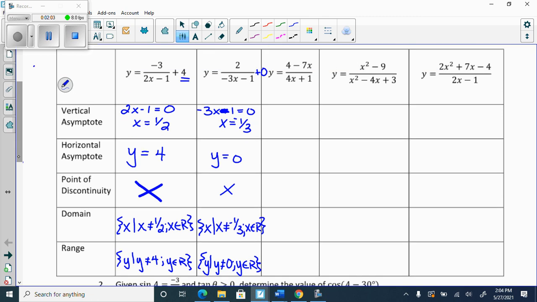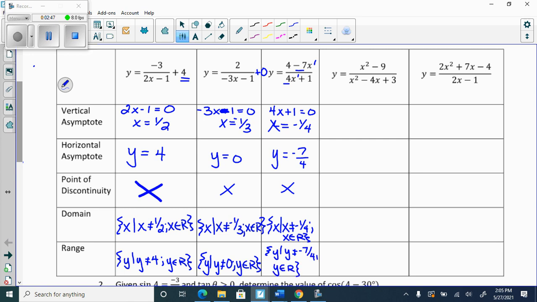The next one, the degree of the numerator is the same as the degree of the denominator, and they're both 1. So I know that my vertical asymptote still comes from the bottom, so I get 4x plus 1 equals 0. So x equals negative a quarter. Now when they're the same degree, I just take the coefficients and make a fraction. So degree 1, so I'm going to get negative 7 over 4 as my y. I don't have a point of discontinuity because nothing cancels off. So my domain is going to be x such that x cannot equal negative a quarter, x ∈ R. And my range is going to be y such that y cannot equal negative 7 over 4, y ∈ R.